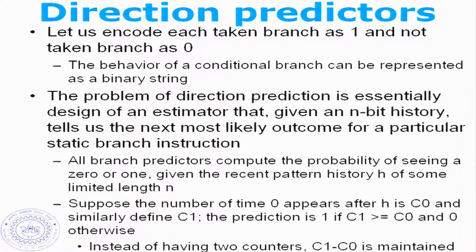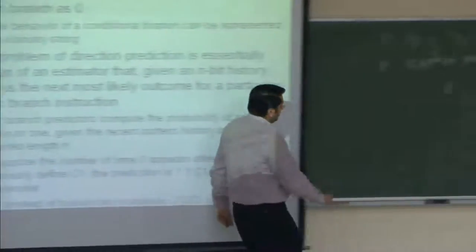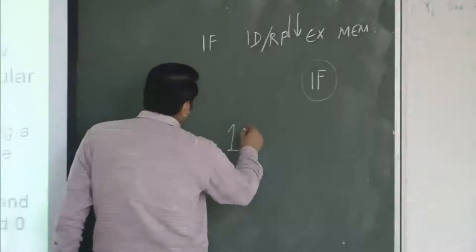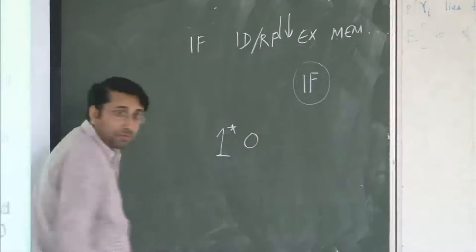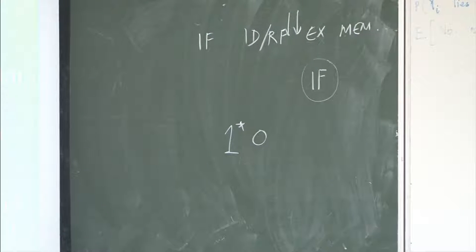So let's first try to define the problem more formally. Let's encode each taken branch as 1 and not taken branch as 0. So the behavior of a conditional branch can be presented as a binary string, 10111100. As the branch executes, sometimes it will be taken, sometimes it will not be taken. And what will a loop branch look like? The branch that ends the loop? Right, exactly. It will be 1*0, right? So keep on doing 1, possibly 0 times, then you fall.